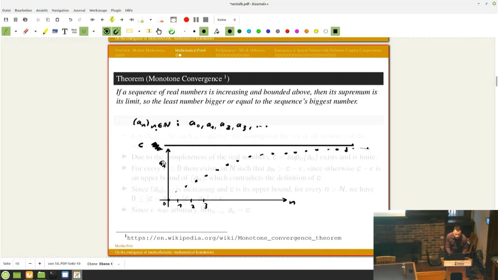Okay, so this proof deals with a number we just introduced, which is epsilon. When we subtract a tiny number, something bigger than zero, then we are always bumping into this line, and we are above this line C minus epsilon at a certain n. We can always find this n, right? Otherwise, C would not be the supremum, not the least element bigger or equal than everything.